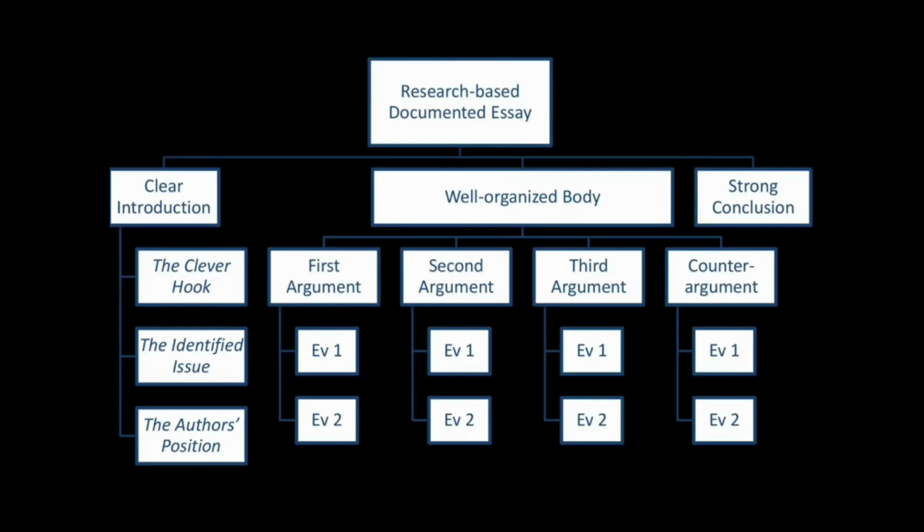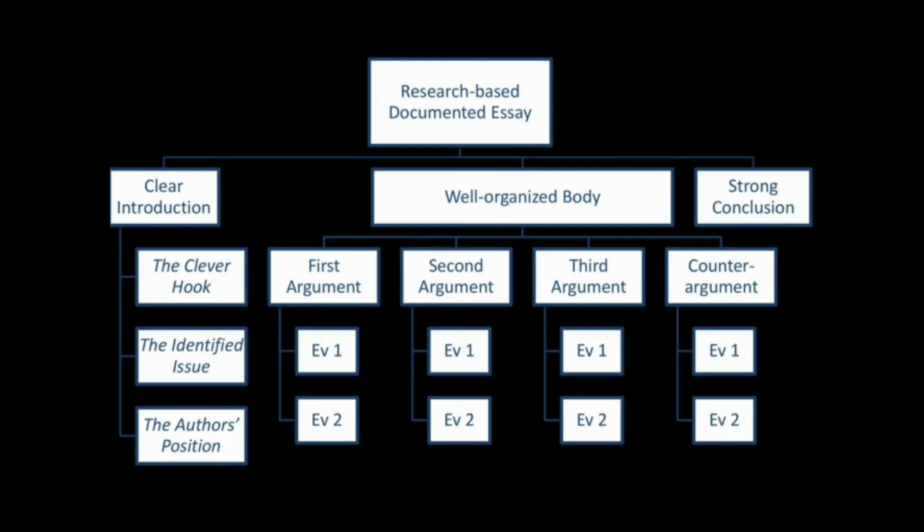Next, we have the research-based documented essay. In the research-based documented essay, we also have the same characteristics as the position paper, which are the clever hook, identified issue, and author's position. Because in a research-based documented essay, you need to convince the reader that your idea, your argument is valid. And how are you going to do that? By presenting evidences. So EV here stands for evidence.